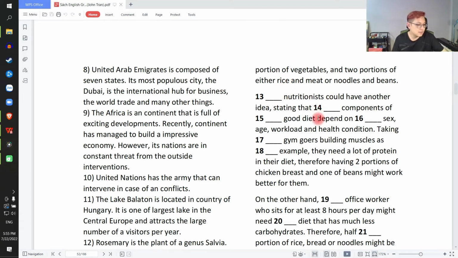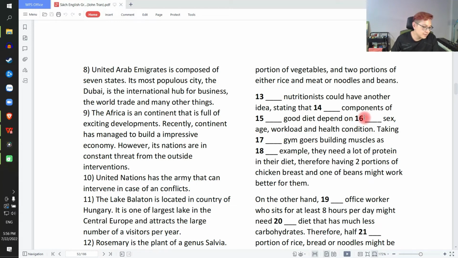So number 13, number 15 basically stating that the components of a good diet. So 14, we don't want to talk about components in general. It's specific. What components? The components of a good diet. A here in number 15 mean one. Chúng ta nói lên rằng những cái thành phần cụ thể nào? Thành phần cụ thể là những cái thành phần của một cái chế độ ăn tốt. 14 là có the, 15 có a là vậy đó.